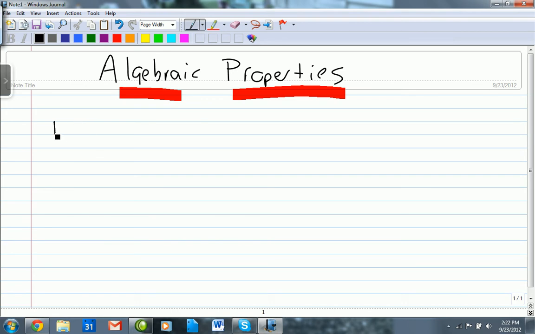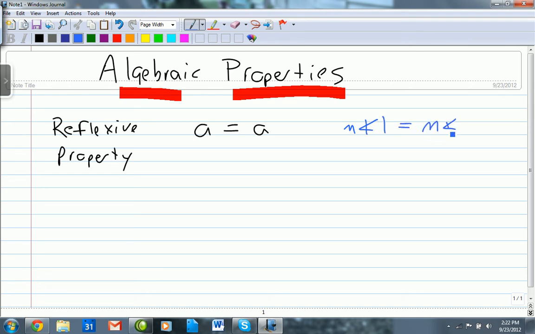The first property is called the reflexive property. Reflexive property, much like looking at your reflection in the mirror, says that A is equal to A. Anything's equal to itself, right? A geometric example of that might be the measure of angle 1 is equal to, you guessed it, the measure of angle 1. So the reflexive property says anything's equal to itself. Kind of obvious, but then again, some things are.